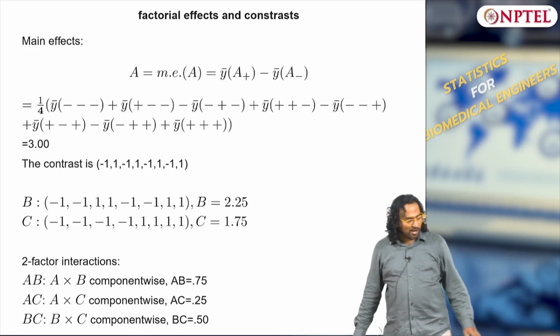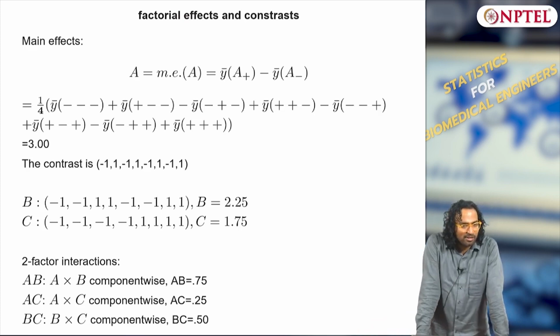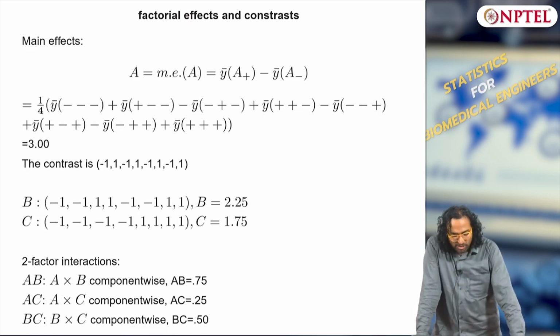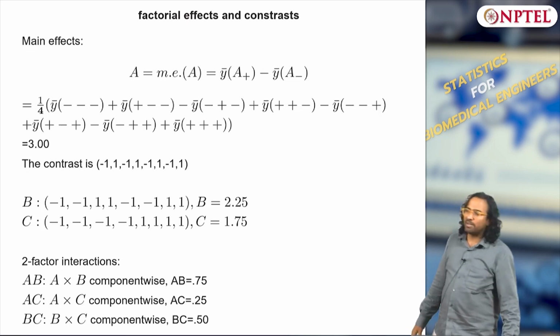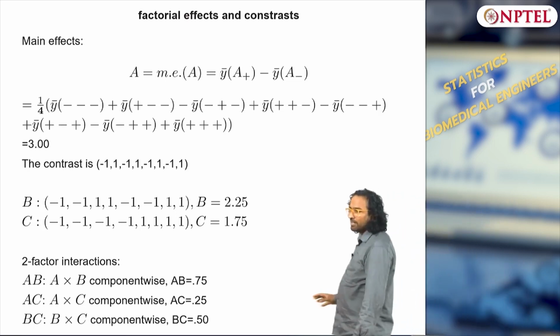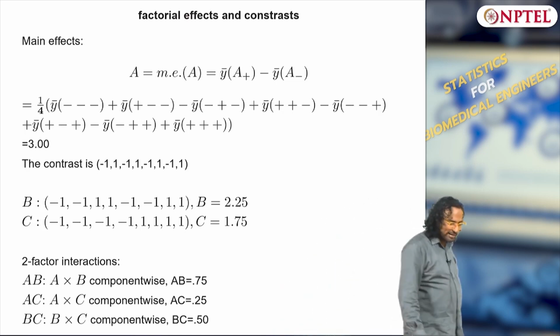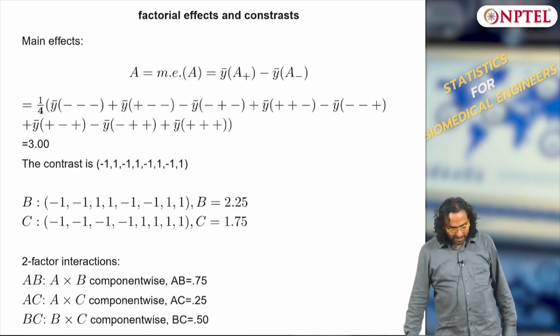Similarly, I can write it for B and C as well, very simple. Now once the table is there and once you know what the effect is, y bar A plus minus y bar A minus, y bar B plus minus y bar B minus, y bar C plus minus y bar C minus, all the contrasts can be written. How do I write it for two-way interactions?